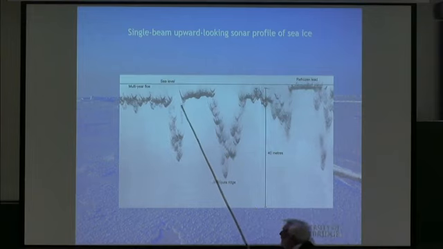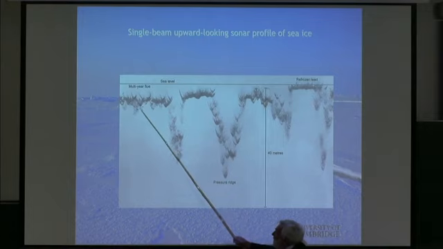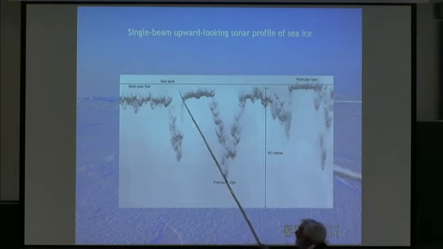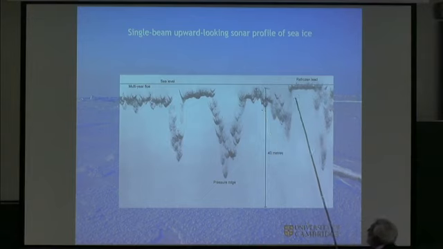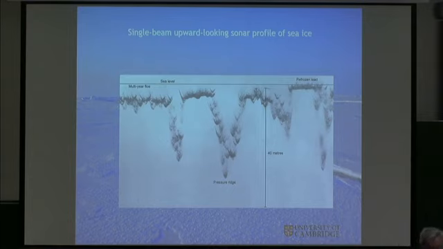But here's a more typical profile: some hefty ridges, thick, rough, multi-year ice, thinner first-year ice, very thin refrozen leads. So that's the landscape of sea ice, and you can immediately see that when you start collecting data.